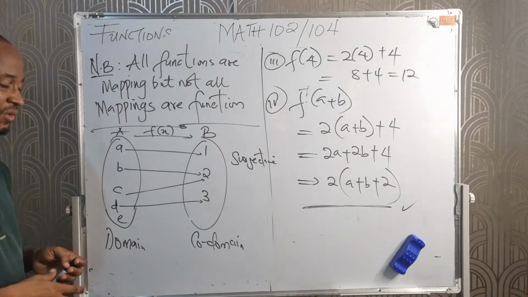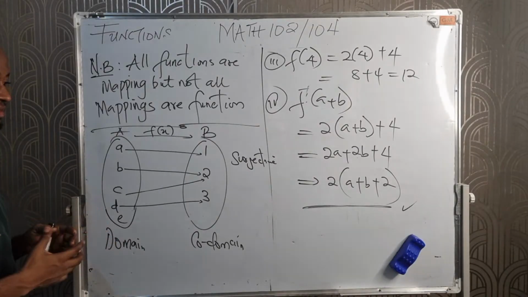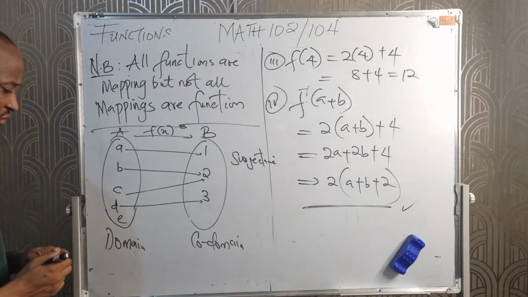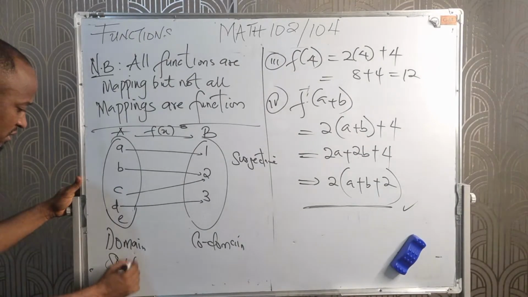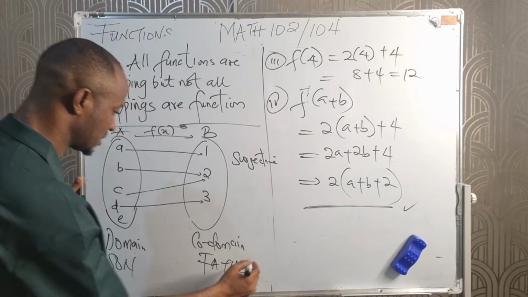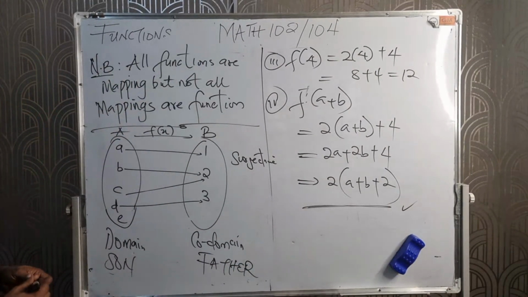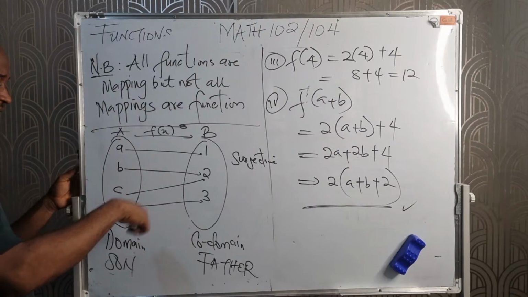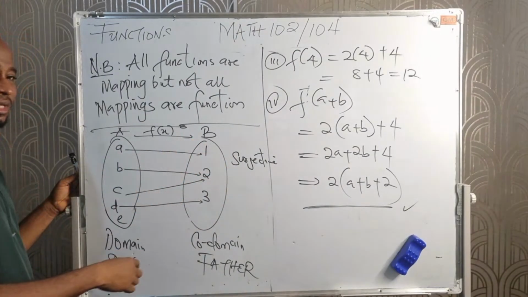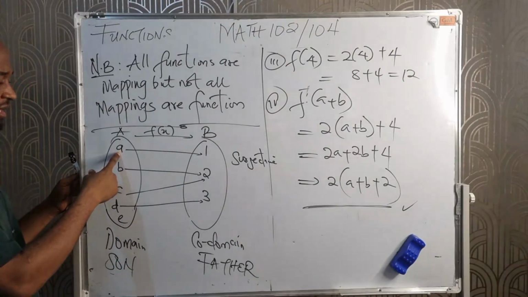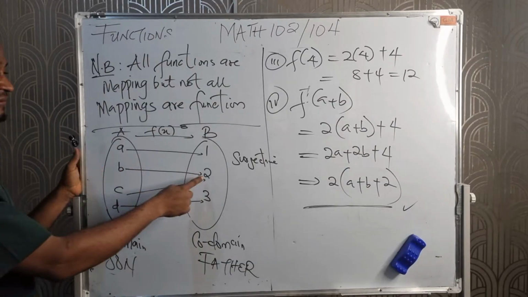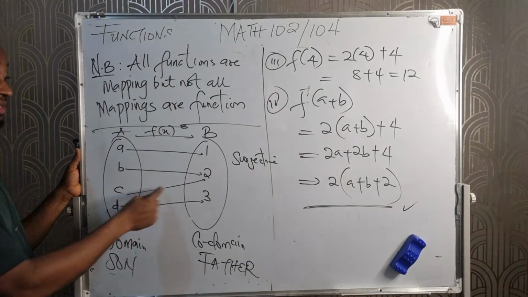So how do we identify this? There's something I always use to identify a mapping function. I use what is called the son and father relationship. Look at the domain as sons and the codomain as fathers. A son has a father. A son has the same father.